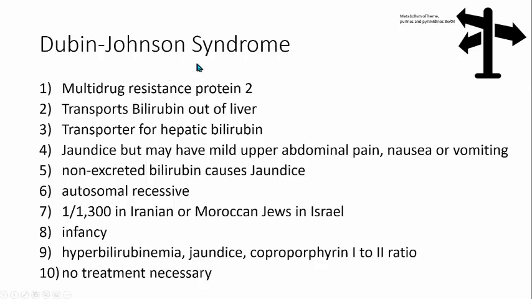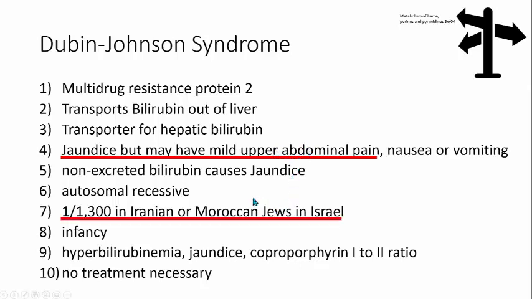It's not actually a Crigler-Najjar disease. It was the one that was excluded from being coalesced because it does not require the stress event to offset the jaundice. It does have jaundice, but it doesn't require a stressor to induce the jaundice. It also is associated with mid-upper abdominal pain, nausea and vomiting, of course. And this one is most common in Iranians and Moroccan Jews who happen to live in Israel or have migrated to Israel. In the lab, you will see hyperbilirubinemia.